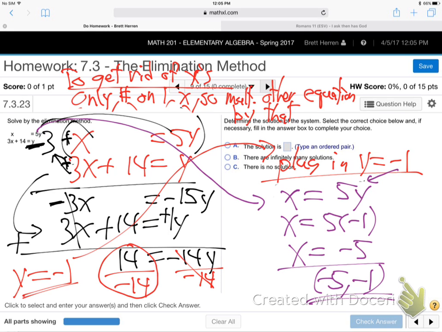Questions on that? So again, I did x's this time instead of y's. It doesn't matter. You could have done y's. You always multiply by the number in front of the other x, and if they're same signs, you multiply by negative to change its signs. And that makes them opposites, and that makes them cancel. Any other questions? We good? All right.